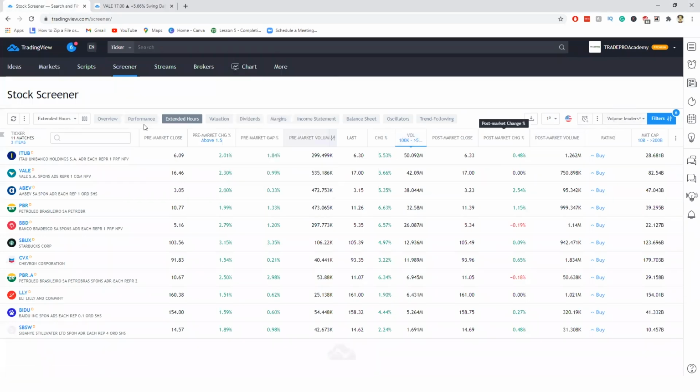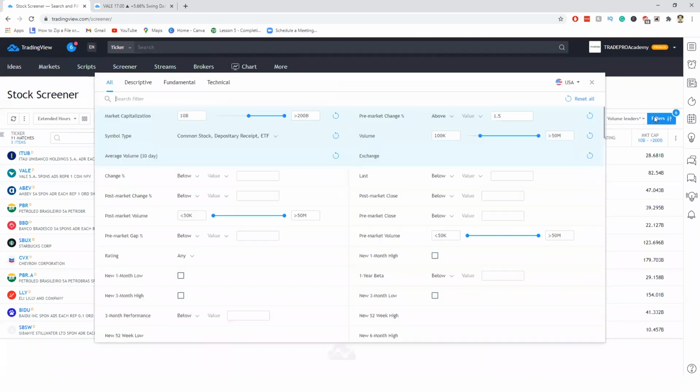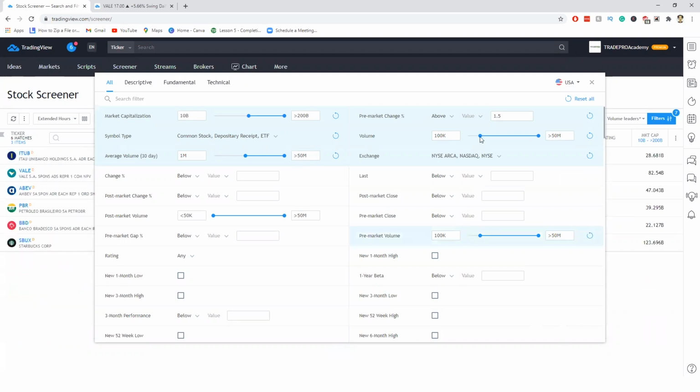Let's go over them again, right? We're going to use the extended hours portion. We're going to use the volume leaders, right? The screen for volume leaders and the filters, right? Very few filters. Market cap, 2 or 10 billion plus. We're going to be using average daily volume of about 1 million. We're going to be using pre-market volume of about 100,000, right? If we go to pre-market volume, 100,000.